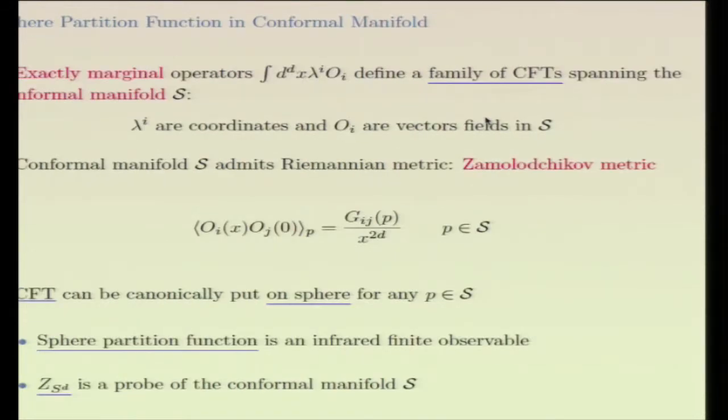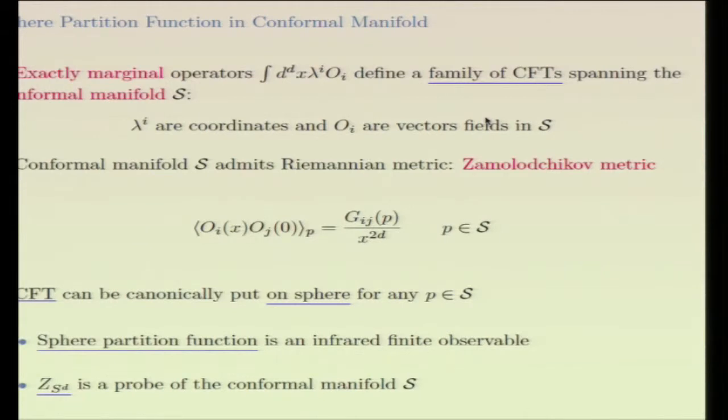We're interested in computing the partition function of a conformal field theory. Generically, these conformal field theories can come in a family that is obtained by deforming the conformal field theory by an exactly marginal operator, where the couplings lambda are the coordinates on the conformal manifold that defines the space of conformal field theories, and the exactly marginal operators are the vector fields on the conformal manifold. On this conformal manifold, you can define a canonical Riemannian metric that's obtained from the two-point function of the exactly marginal operators in this way. Okay? And this metric is a function on this conformal manifold.